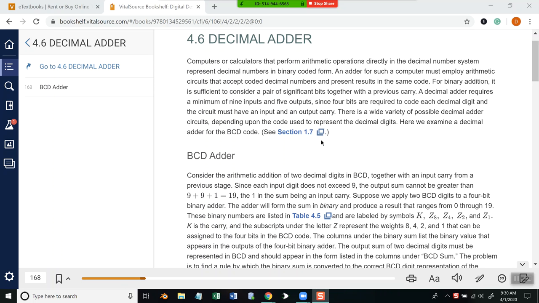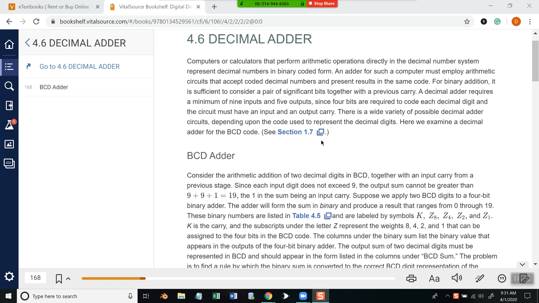Okay, this is section 4.6, decimal adder. Computers or calculators that perform arithmetic operations directly in the decimal number system represent decimal numbers in binary coded form. An adder for such a computer must employ arithmetic circuits that accept coded decimal numbers and represent results in the same code. For binary addition, it is sufficient to consider a pair of significant bits together with the previous carry.